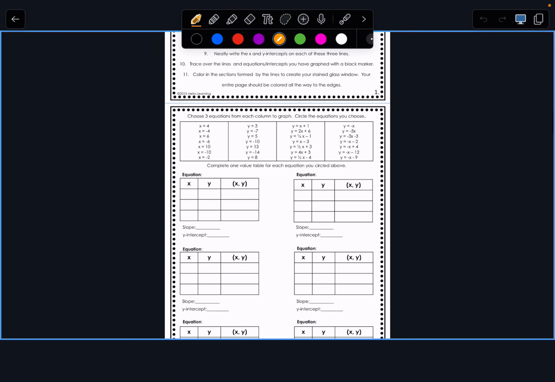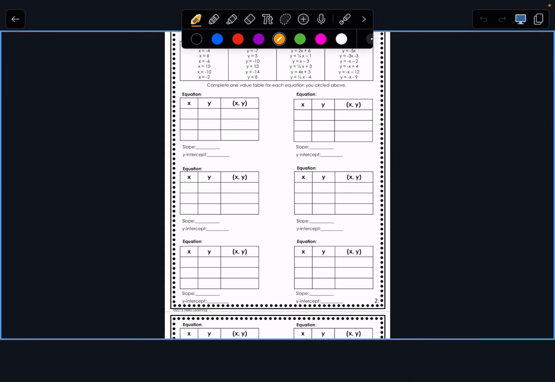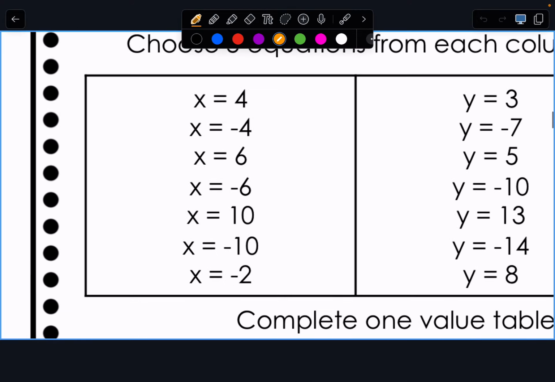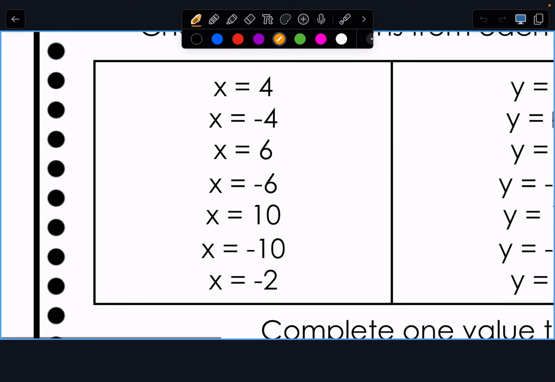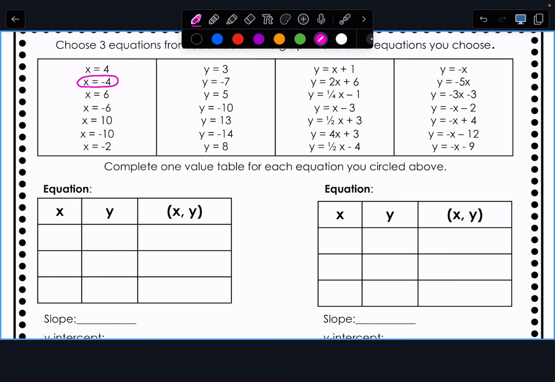So you are going to have to pick 3 equations from each column. What we're going to do is go through, as a class, and pick 1 equation from this column. Charmony, pick one. -4. Okay, everyone circle it. And then I want you to write right here, x equals -4.